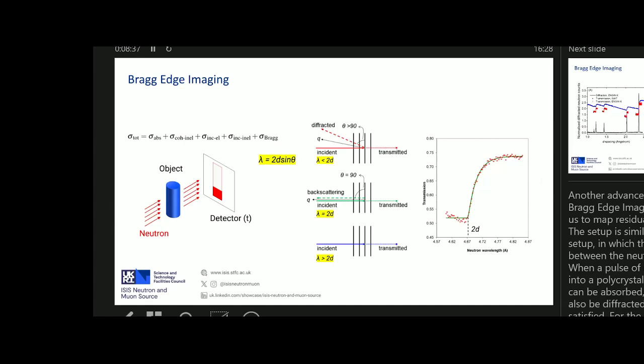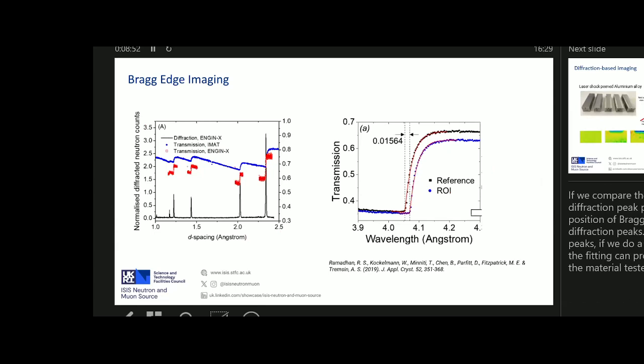So the position of the edge is related to the microstructure, or more specifically, to the lattice spacing of the crystal planes. So from this information, we can learn the microstructure of the material. And you can see this is a diffraction pattern, and above is the Bragg edge pattern. You can see the edge position is exactly at the same location as the diffraction peak. So again, from the shift of this Bragg edge, we can calculate the strain, similar to diffraction.